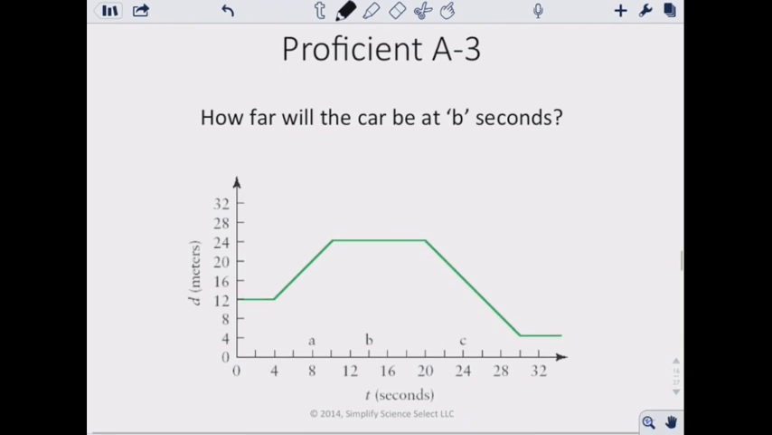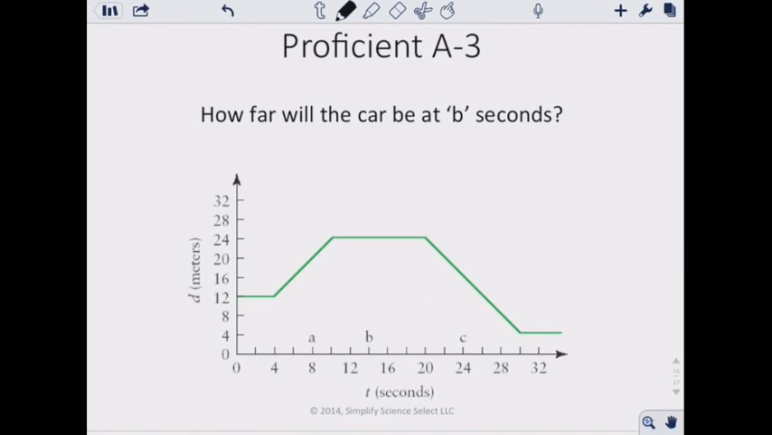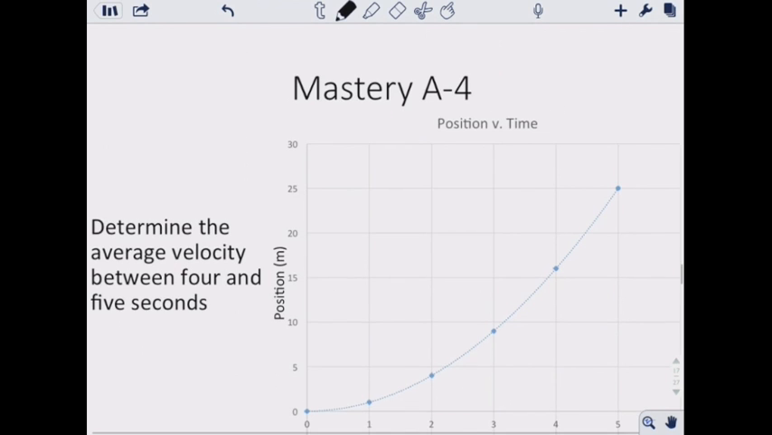Looking at our next one, it says how far will the car be at b seconds? So if I look at b seconds, I go all the way up, it's right there, and then all I have to do is look over, and I can see that the car will be 24 meters from the start, from the origin. Okay, and so I can find the distance in meters just by reading the graph.